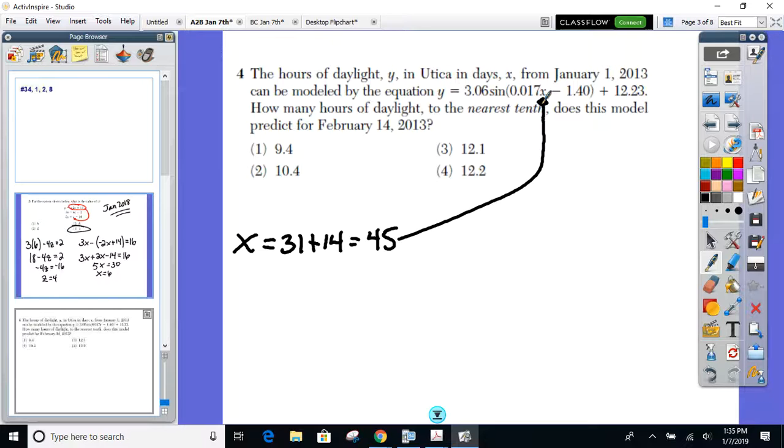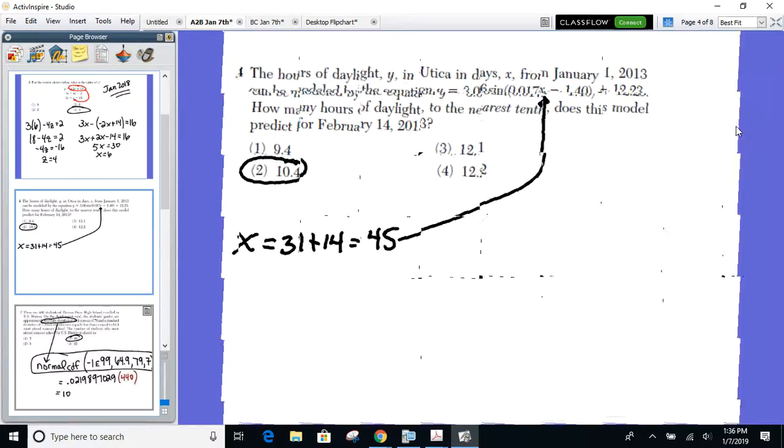So when you store 45 in for X, we're looking at 10.4. Yep. For some reason you forget and your calculator's in degree mode, yeah, it would have been 12.1 or 12.2, somewhere in there. And again, if you thought it was 30 days in January, it still would have come out to be 10.4. All right. Questions from you guys? All right, let's keep trucking.